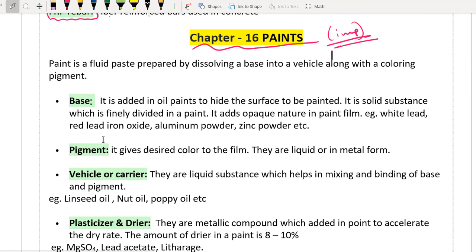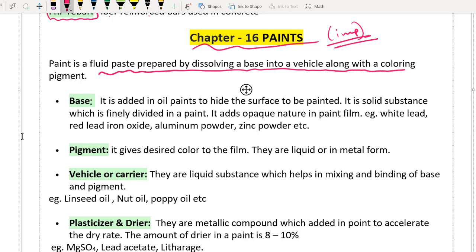So when I'm talking about paint, you know why we use paint. Obviously to make our external or internal walls look beautiful, we need paint. Agreed or not? So what is this paint? Paint is a fluid paste prepared by dissolving a base into a vehicle along with a coloring pigment. I said base, vehicle, coloring pigment, right? So let us try to understand what it actually is.